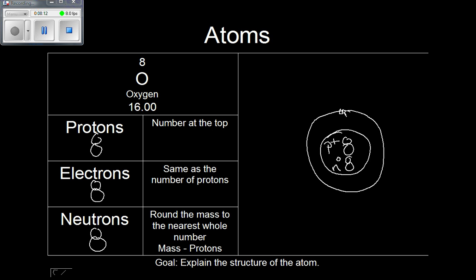We add our first energy level. We can put 2 electrons in this energy level, but I need to have 8 electrons, so I need to add another energy level. 8 minus 2 is 6, so I'm going to put 6 electrons in this energy level. And I now have a proper Bohr model for oxygen.